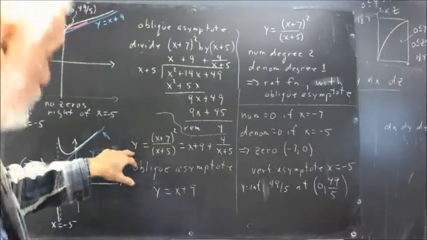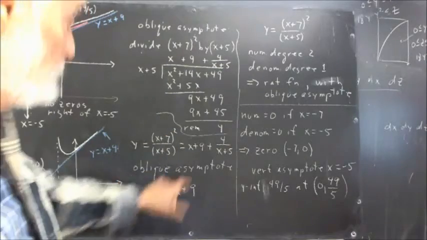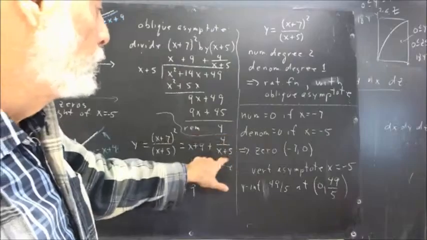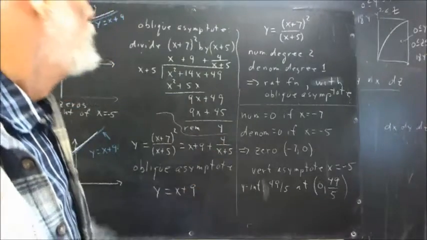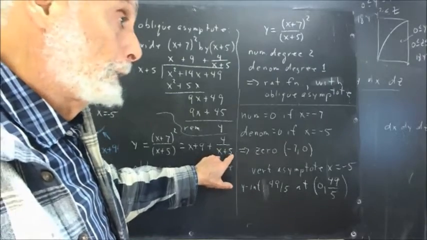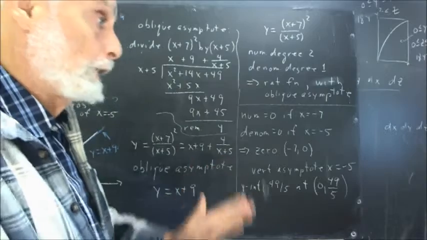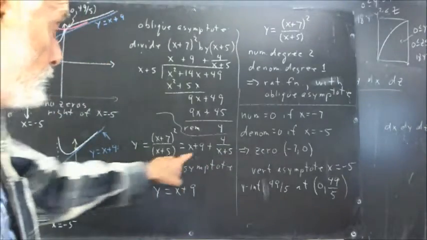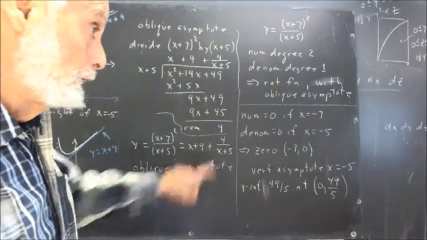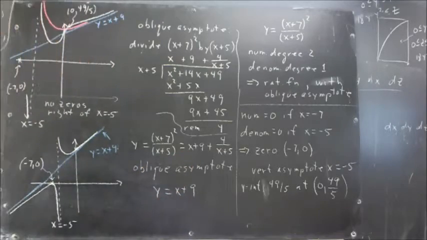So y equals (x plus 7) squared over x plus 5 is equal to x plus 9 plus 4 over x plus 5. As x gets very large, whether positive or negative, this denominator gets very large, making the fraction 4 over x plus 5 very small, so that the value of y is going to be close to the value of x plus 9, giving us an oblique asymptote y equals x plus 9.